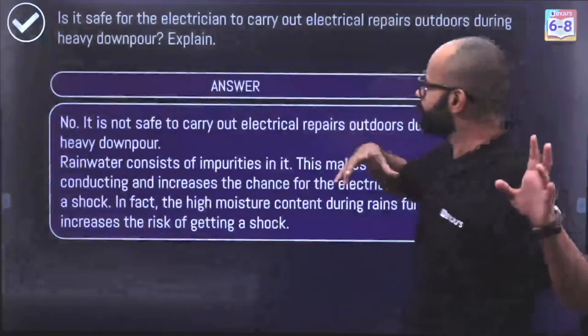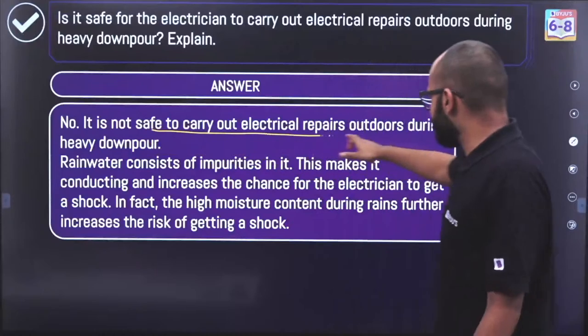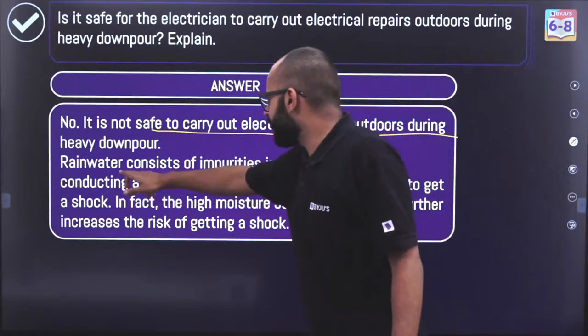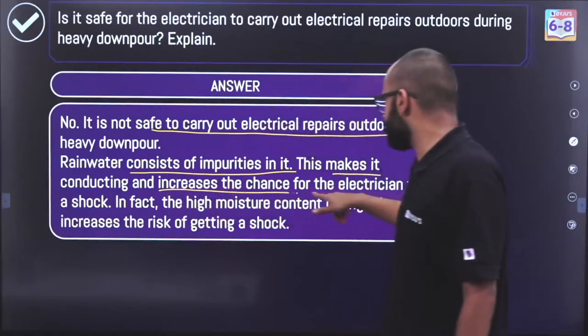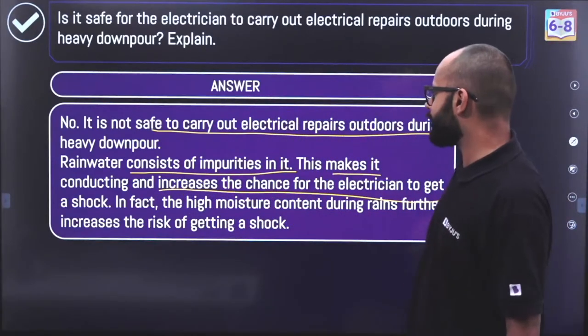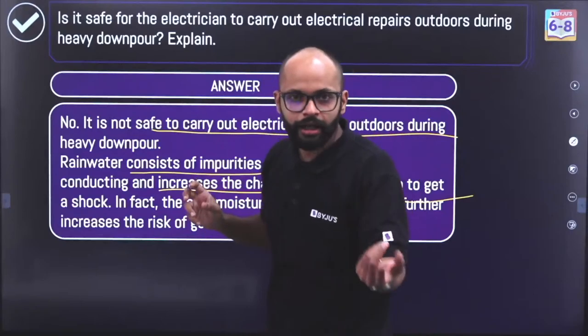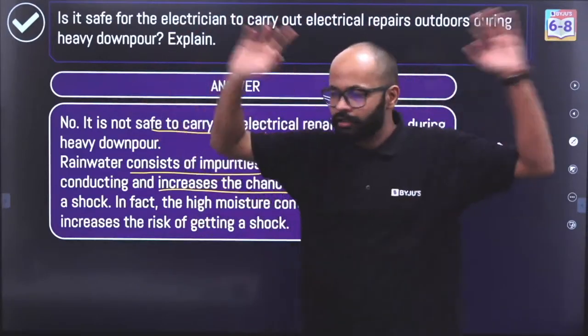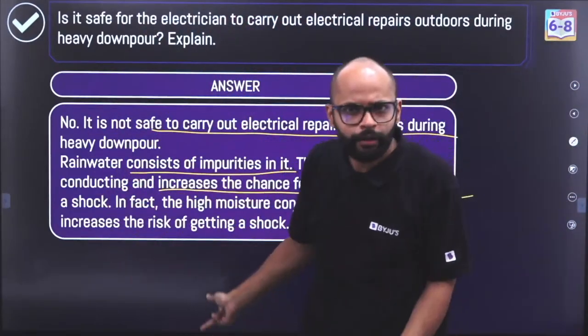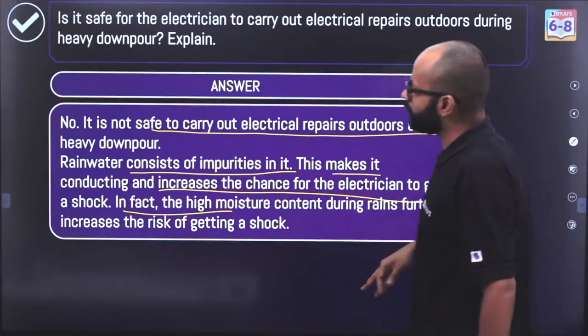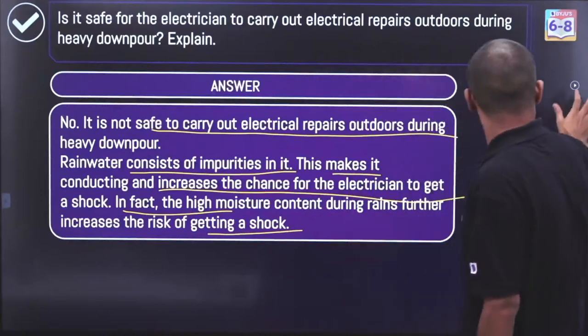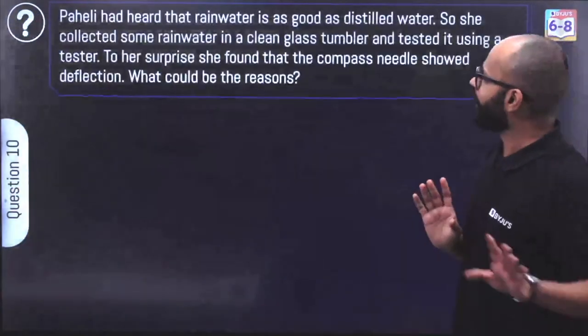And rainwater has impurities. It is not safe to carry out electrical repairs because rainwater consists of impurities in it. This makes it conducting and increases the chance for the electrician to get a shock. Bhai, it will be conducting. Rain is falling, there is water everywhere. Short circuiting can happen, right? In fact, the high moisture content during rains further increases the risk of getting a shock. So that's why don't clean in the rain.